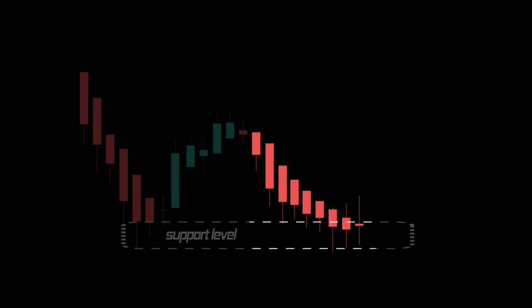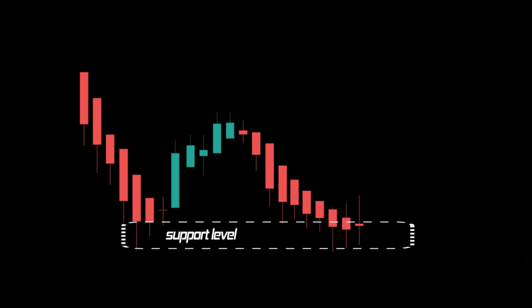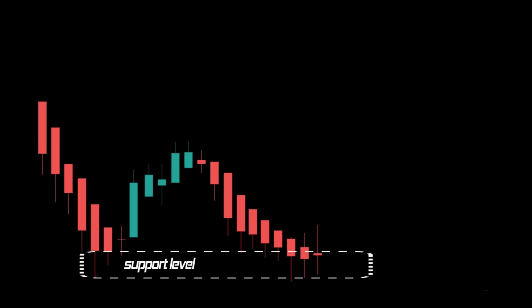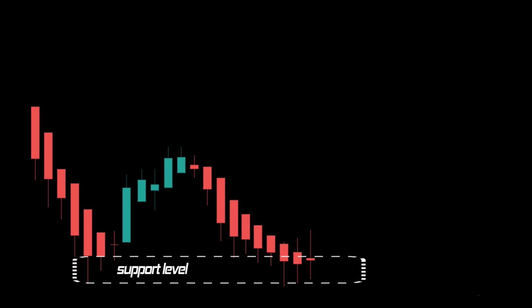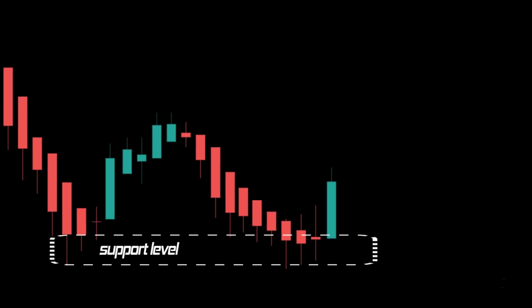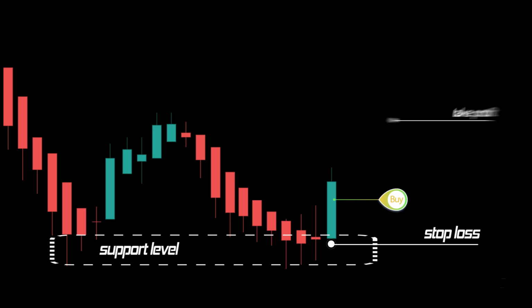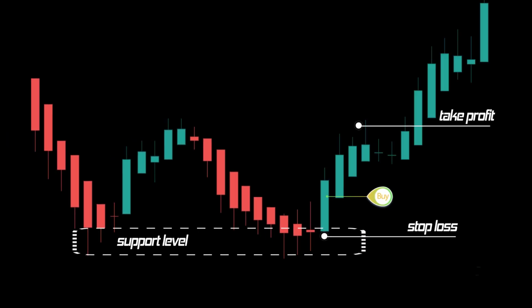Then we get two doji candles with long upper and lower wicks. And importantly, these appear right at the support level. This shows that the support is holding well, and there's a high probability of an upward move from here. Finally, we get a strong green candle with a large body and no lower wick. That's a clear bullish signal. So this is a good spot to place a buy trade. You can set your stop loss just below this candle and place your take profit at the next resistance level.